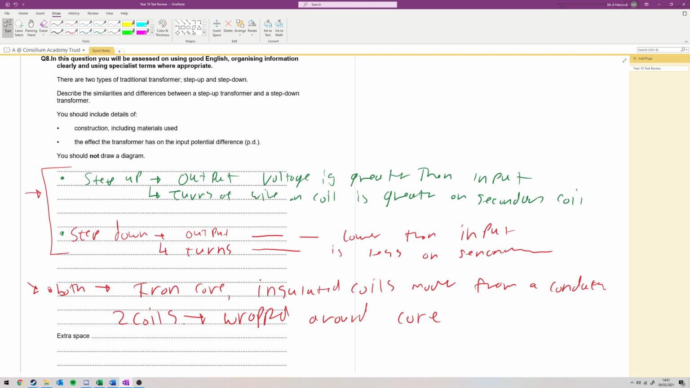So green pen, and then email me your green pen, and that is our topic pretty much finished. We just need to do the spam.